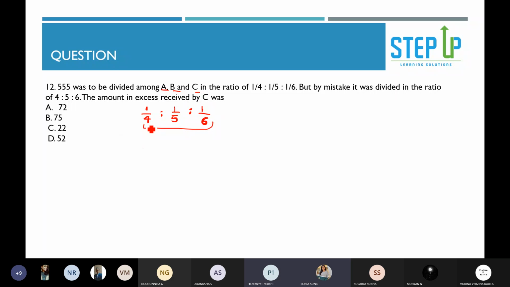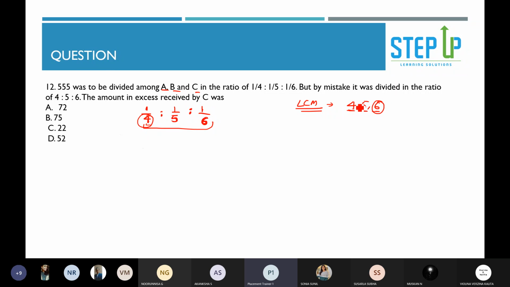Okay, so check. What is the LCM of 4 and 5? First of all, how should you do this? 4, 5, 6, LCM 30. Now 30 is not divisible by 4. 30 into 2, 60. Good. So one way I can do this, I'm trying to explain how to calculate LCM quickly. 4, 5, 6. What is the largest number amongst them? 6.